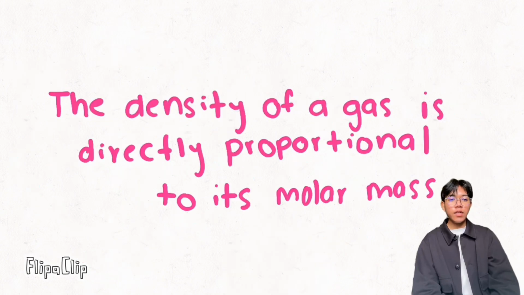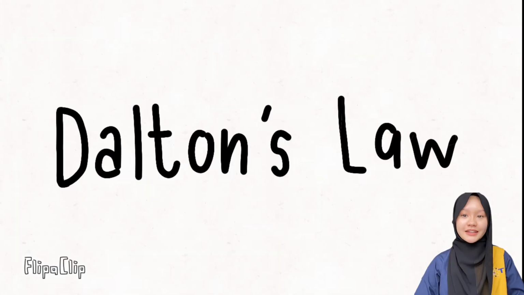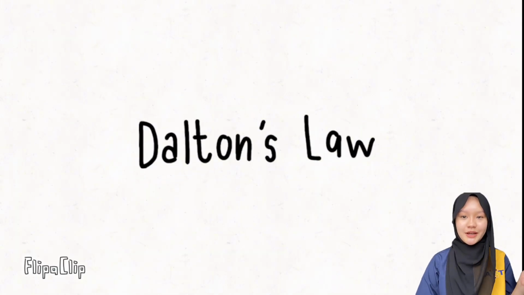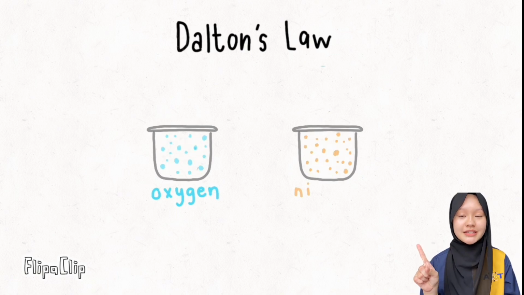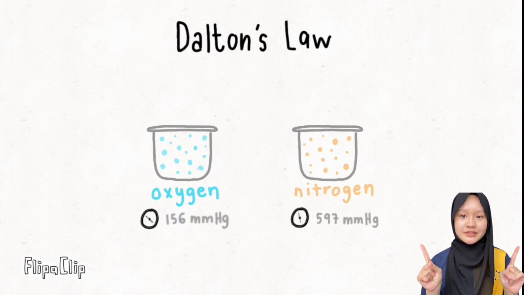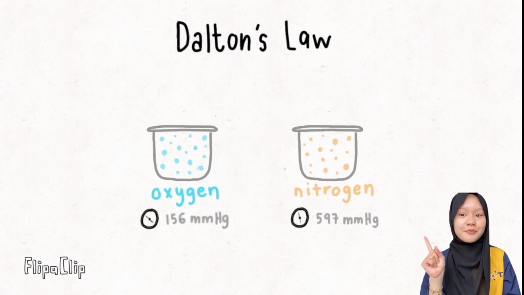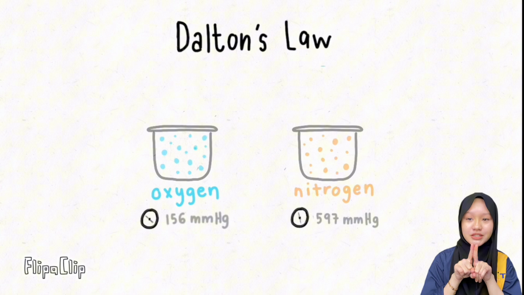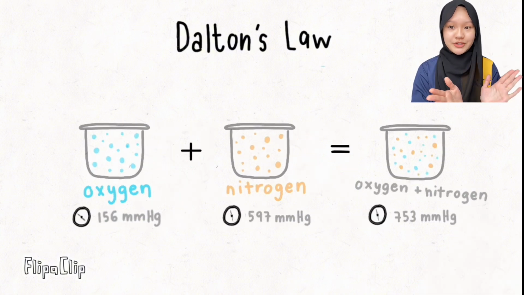The density of a gas is directly proportional to its molar mass, which means if the density decreases, then the molar mass also decreases. Now, we're going to learn about Dalton's law. As an example, we have two different gases, oxygen gas and nitrogen gas, with 156 mm mercury of pressure and 597 mm mercury of pressure. When we add these two together, we'll get 753 mm mercury of pressure.